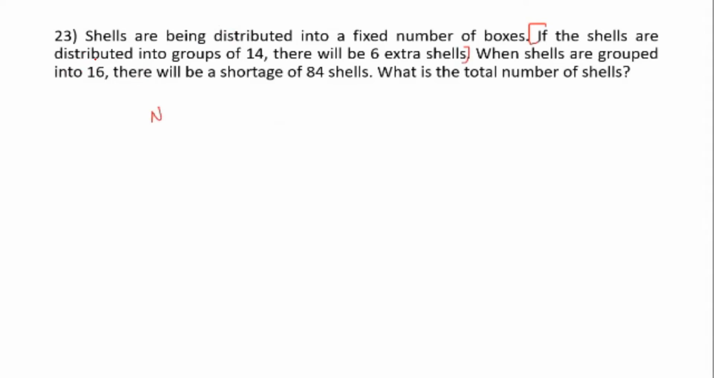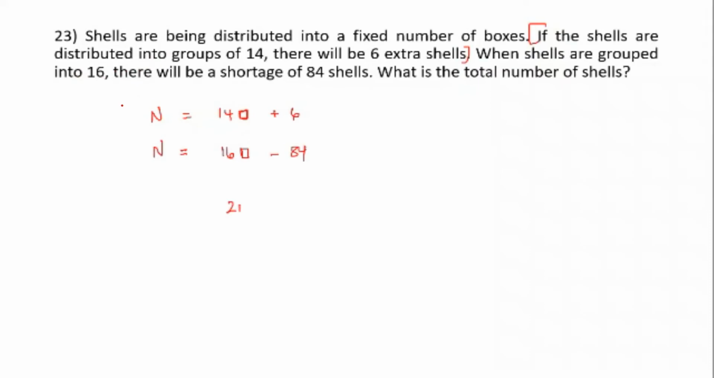So the number of shells is equal to, when we group them into groups of 14, that means there are 14 units, okay? 14 times the number of units, and then there will be 6 extra shells. So there are 6 more, the remainder. But then the same number of shells, if we group them into groups of 16, it will be 84 short, which means it's not enough. So now we can see the difference in this case.